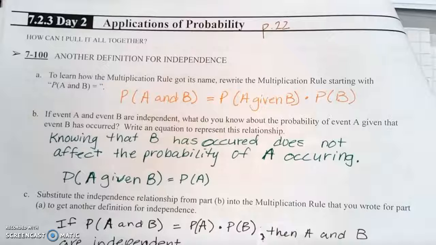Day 2 is titled Applications of Probability. It's only 1 page long. We're going to be answering the question, how can I pull it all together? So question 100 wants another definition for independence.